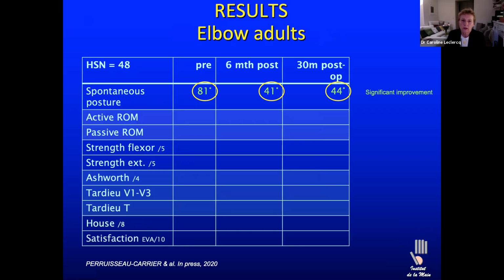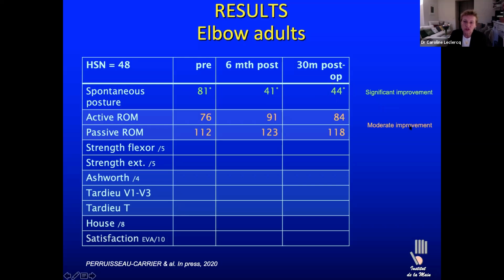You see, we've looked at pre-operative measurements, at 6 months post-op, and at last follow-up to see if the results could be trusted in the long term. So you see that the spontaneous, and these are the results only for the elbows, I'm not going to show you the rest. So you see for the spontaneous posture, quite nice improvement, and that's durable.